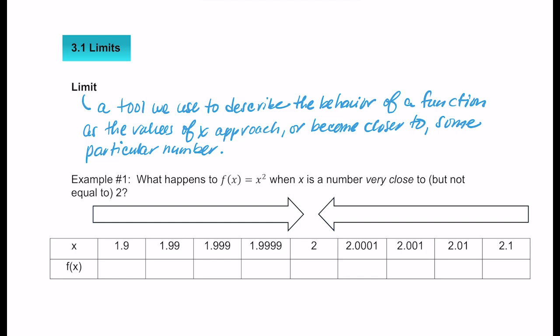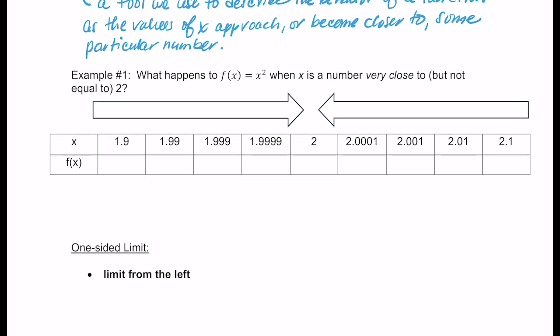So let's take a look at what a limit is. What happens to f of x equals x squared when x is a number very close to but not equal to 2? So what I did was I created a table, and we can see here that we have x values that are close to 2. So down here we have 0.1 away. 2 plus 0.1 gives you 2.1. And then we just add a 0 each time.